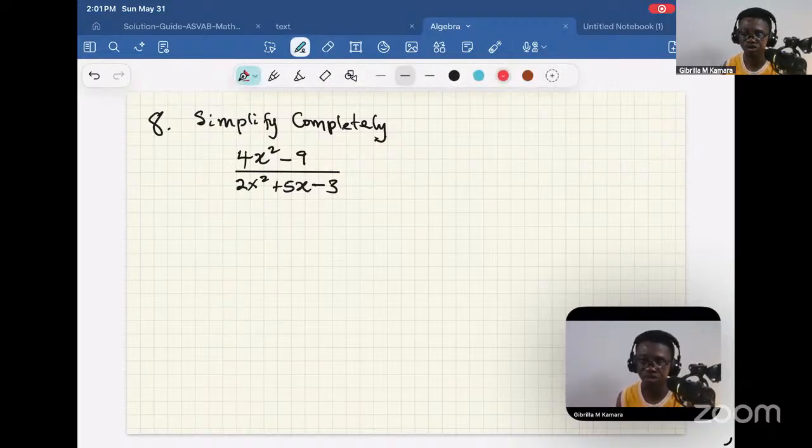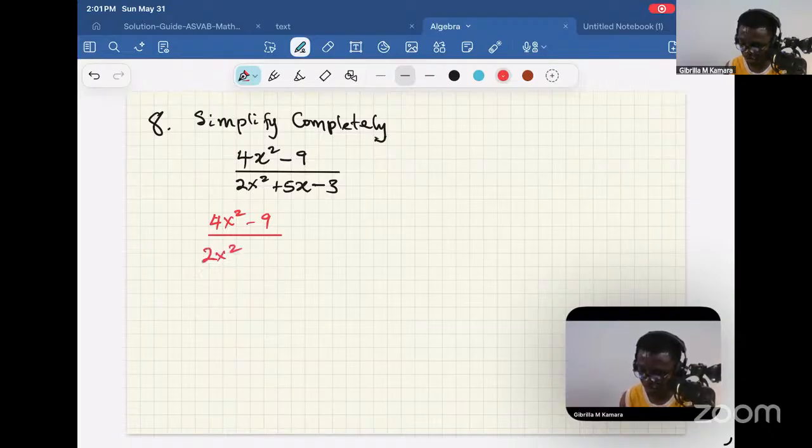So what is the solution to this? We have to simplify completely. 4x squared minus 9 divided by 2x squared plus 5x minus 3.